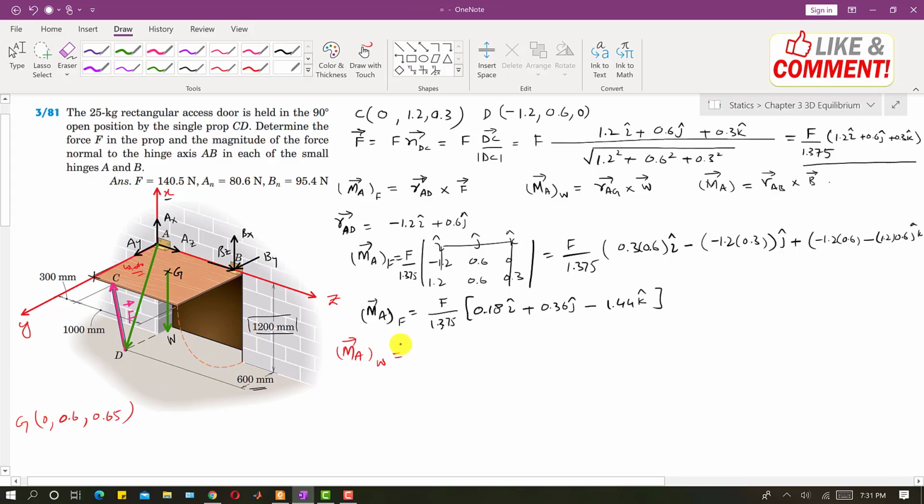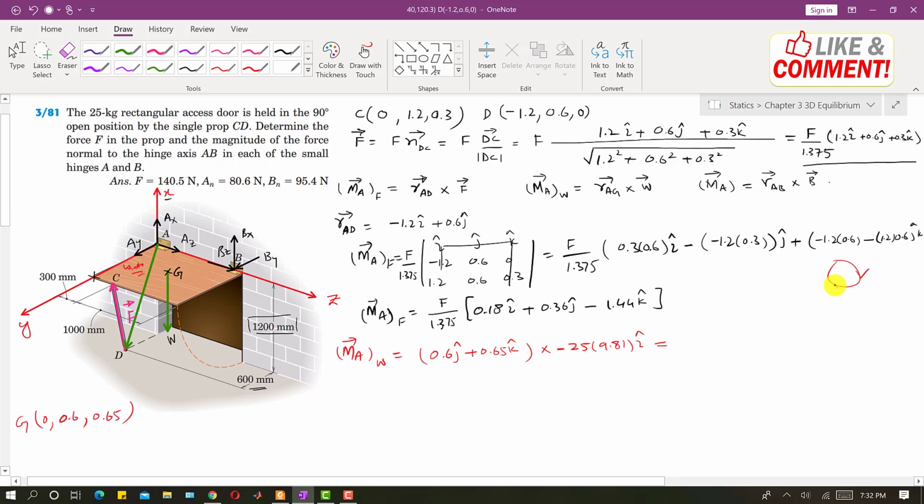So now we can represent our AG vector directly in terms of these coordinates, since point A is the origin. So I will write our AG directly. So this will be 0.6j plus 0.65k. This is our AG vector cross the weight vector, right? The weight magnitude is 25 into 9.81, and the weight is acting vertically downward, so that is in the negative x. So we will write minus i, right? So we can find the moment of this weight directly at point A.